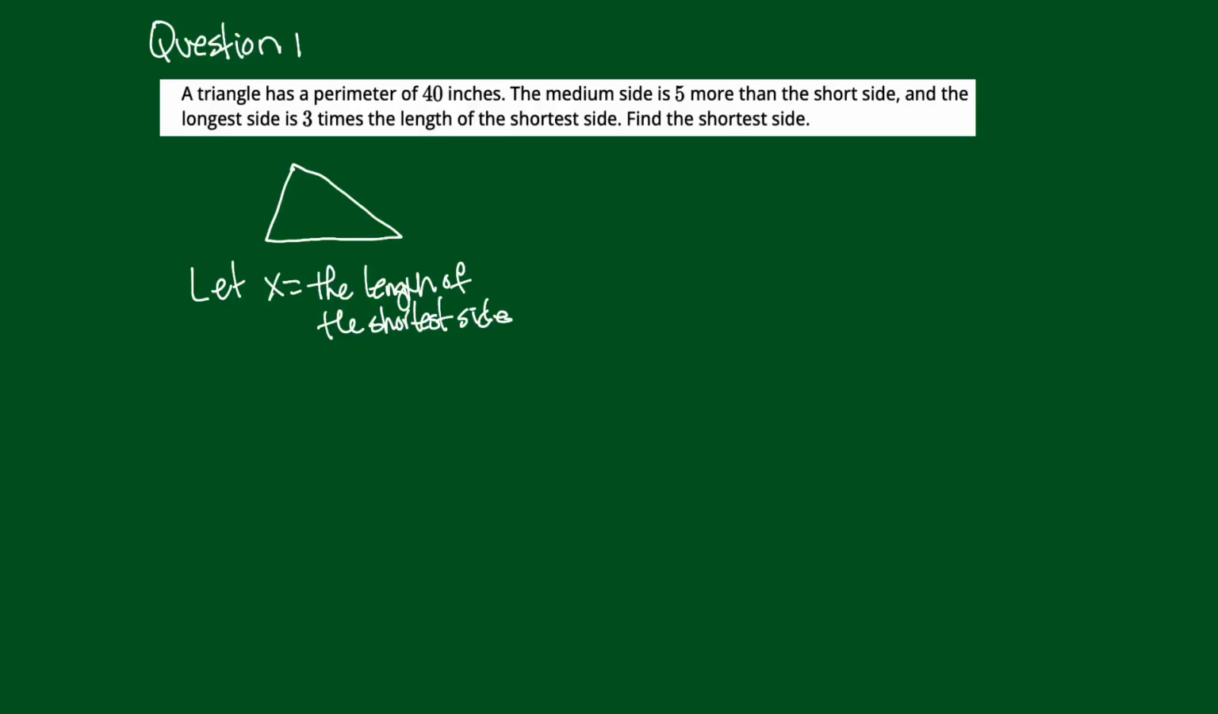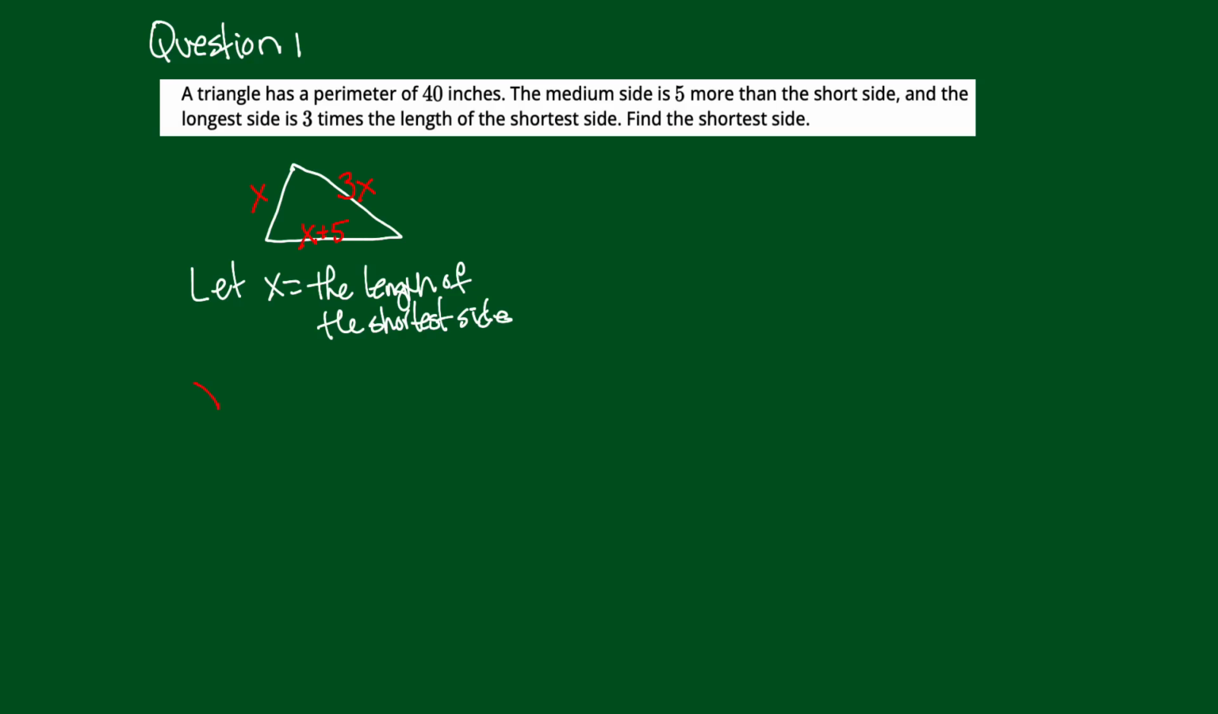Now, if I label this as x, then what do I know about the next one? The medium side is 5 more than, that's an addition, 5 more than the short side. So the medium side would be the short side plus 5. And then what else do I know? What's this one here? Well, the longest side is 3 times, that's a multiplication, 3 times the length of the short side. So now I've got unknowns for all of these, and if I add them up, I'll get the perimeter.